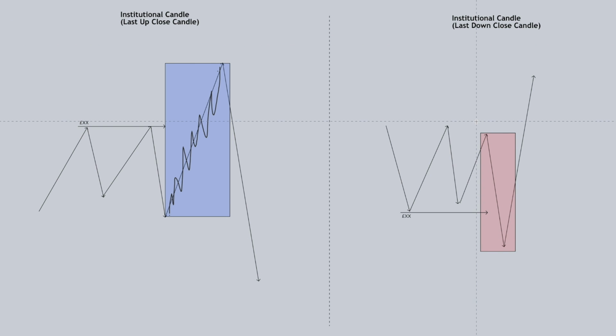One more time. You're looking for that institutional candle. It runs out liquidity. That's what makes it an institutional candle. It runs out liquidity and then goes into the direction it was intended to go, which was to the upside in this scenario.